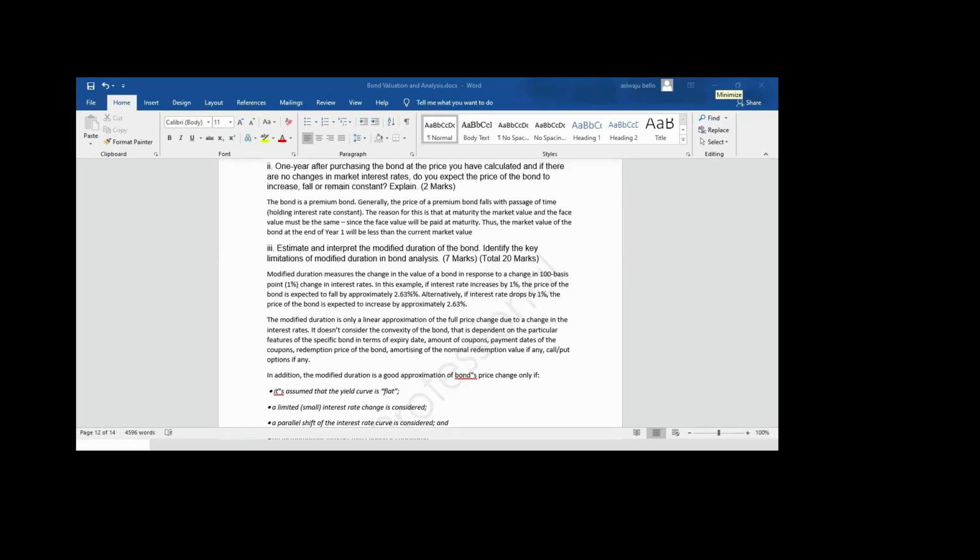In the class, we are going to try and complete the question we started. That was the question on bond valuation. We are looking at question number 4.